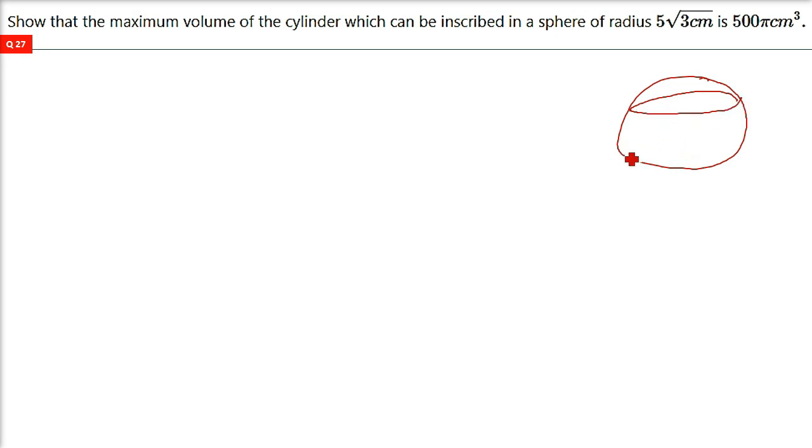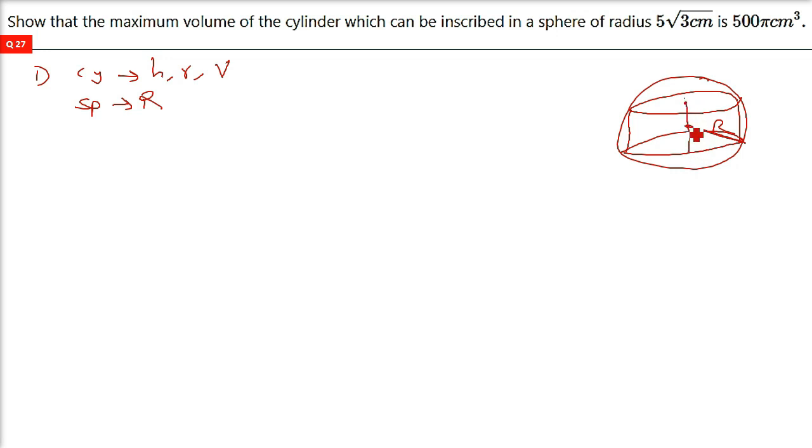So I am drawing a cylinder which is inside a sphere. Just imagine this is in 3D. They both are 3D shapes. Now when you join the center of the sphere with any corner or any point on the circumference, you get the radius. So we are assuming the cylinder has height h, radius r, and volume V. For the sphere, we will take the radius as capital R.